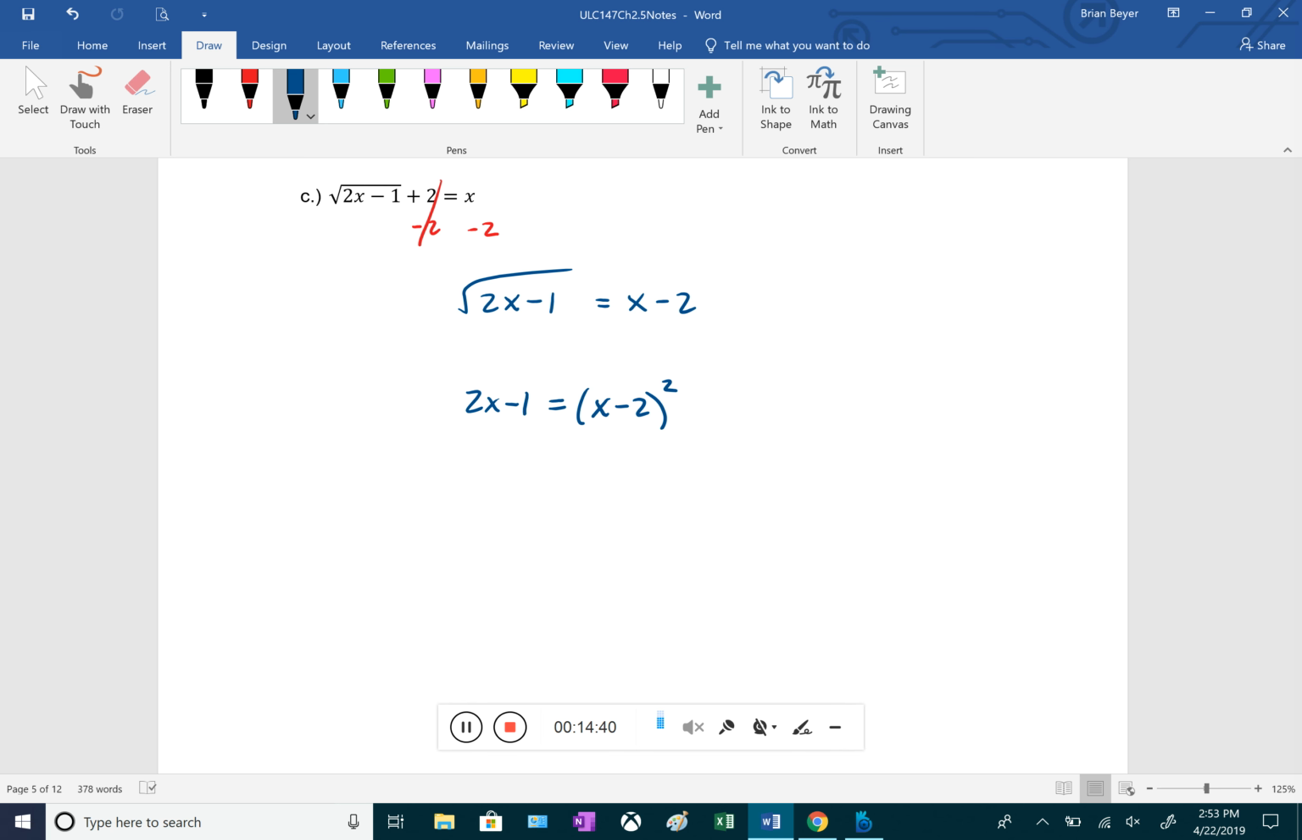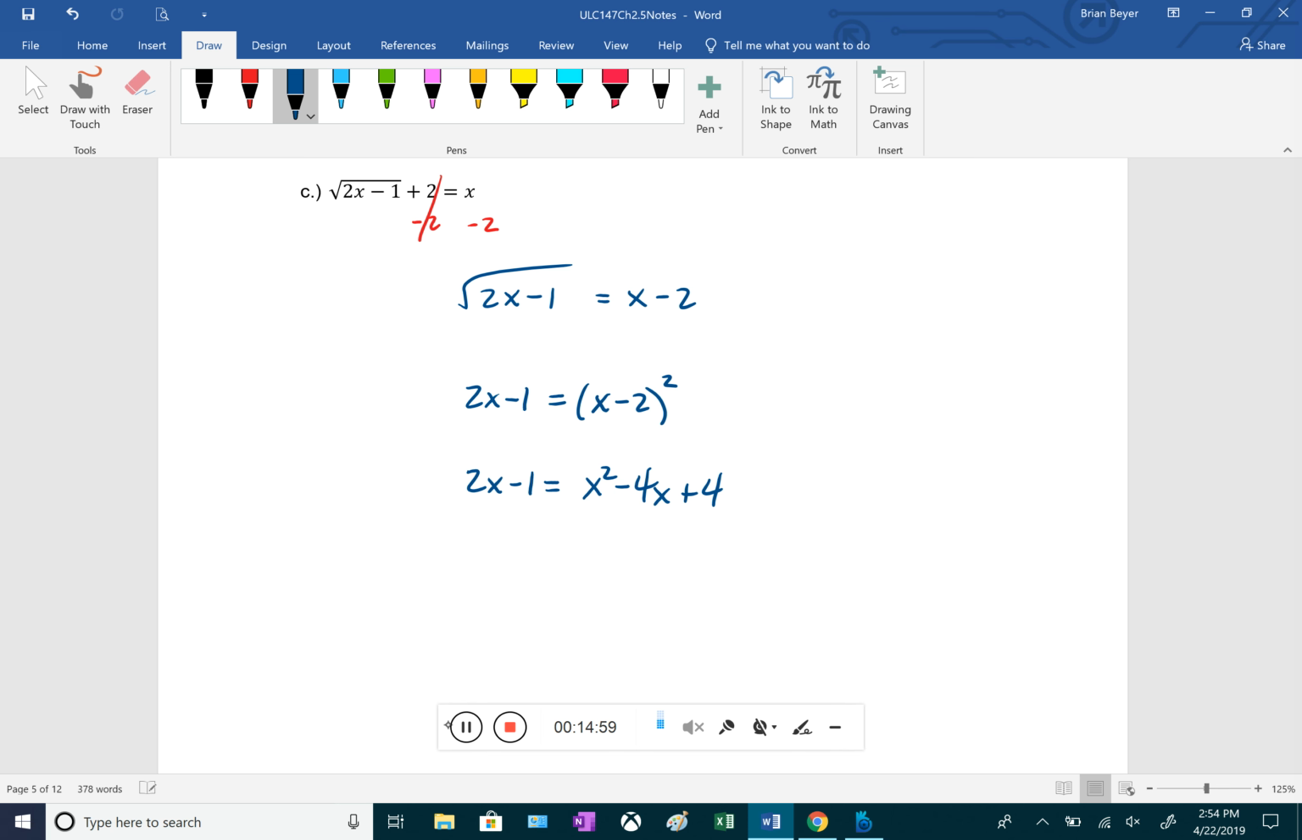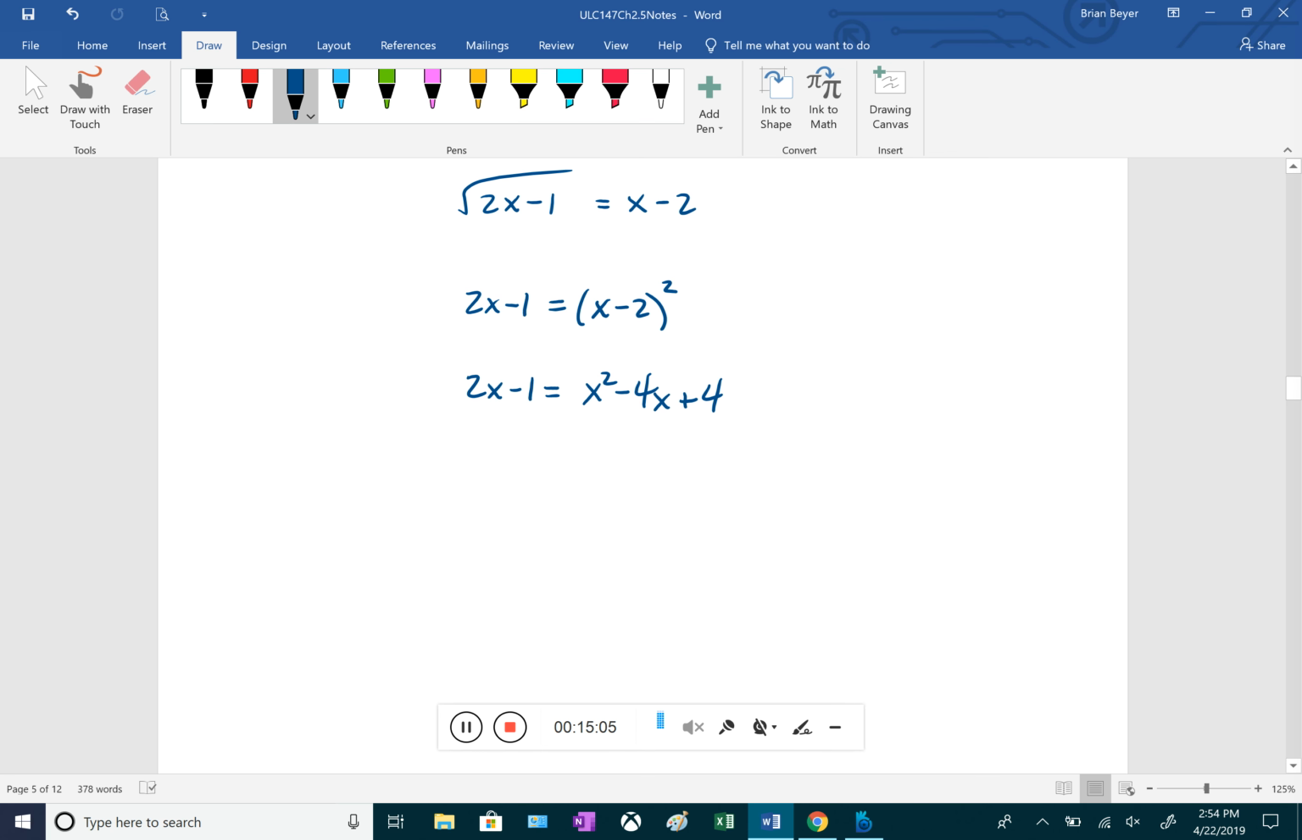So this is a quadratic, right? We're going to have to expand the right-hand side. So x minus 2 squared is x minus 2 times x minus 2. That's going to give us x squared minus 4x plus 4. So hopefully we're comfortable solving these by now. And let's get everything on one side and get it set equal to 0. So I'm going to subtract the 2x and I'm going to add 1 to both sides to get them to the right-hand side. The reason is because I want to keep the first term x squared positive.